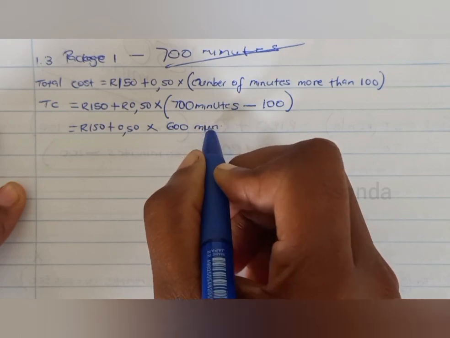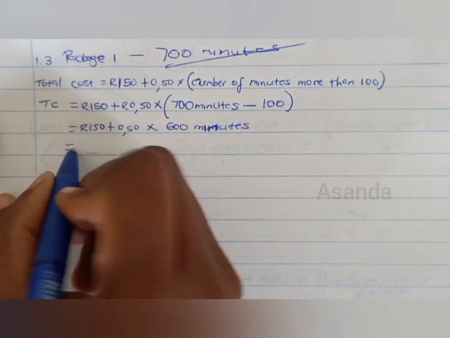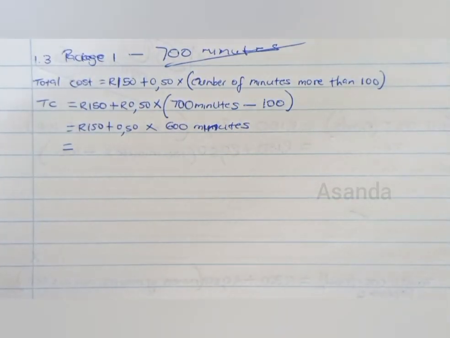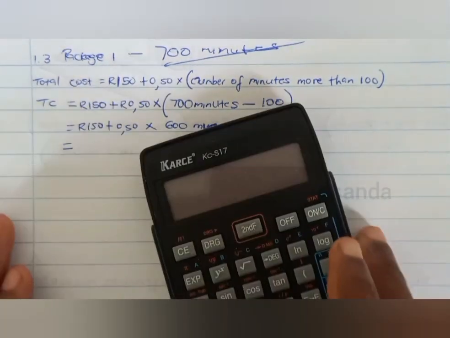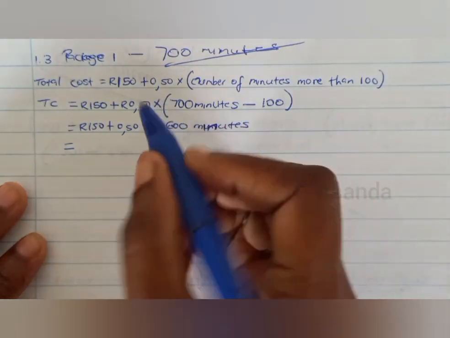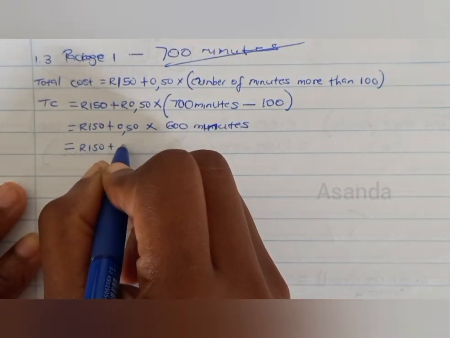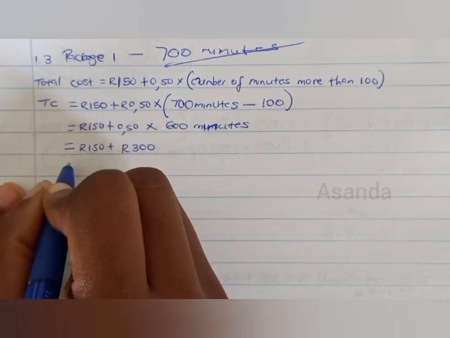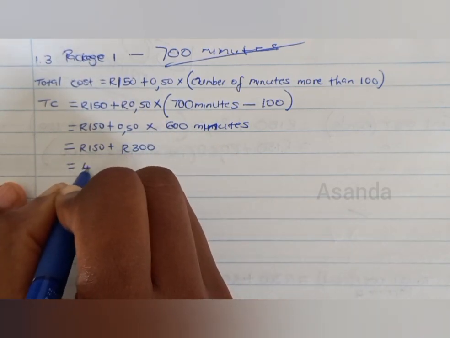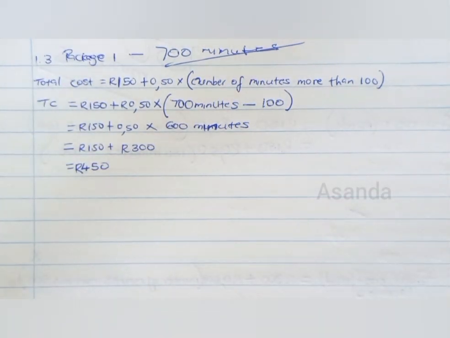for 600 minutes. Let's find out how much is 600 minutes. That is 600 times 0.5, and that will be 300. So 150 plus 300 rands, and we have 450 rands in total cost, right? But that is package 1.